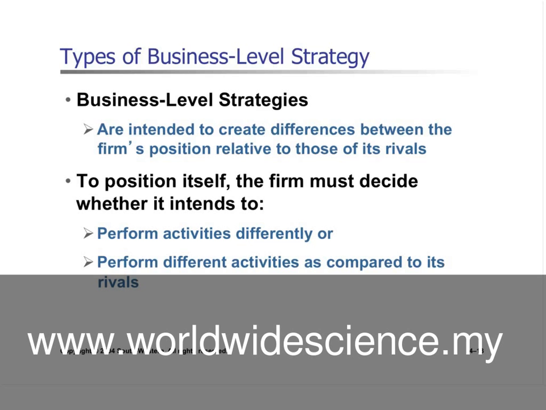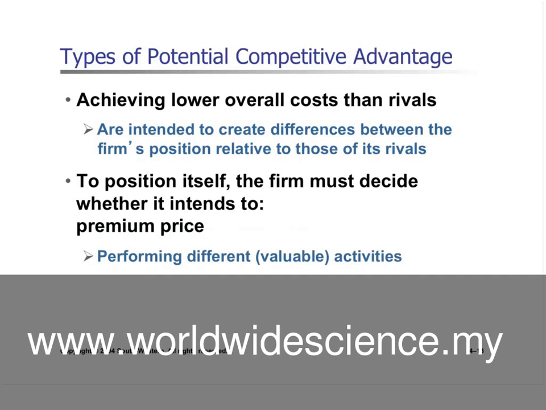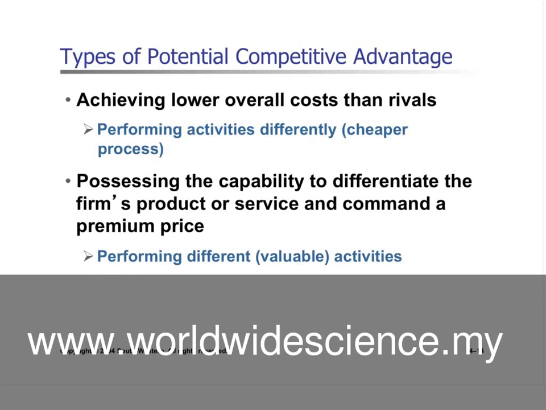Okay. To position itself, the firm must decide whether it intends to perform activities differently. We talked about this. So whether the firm wants to perform the same job differently, or perform different activities from the rivals. So do something different. We also talked about lower overall cost or differentiating their products. We also discussed that.